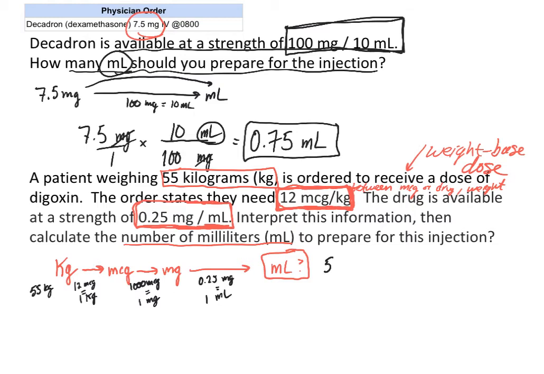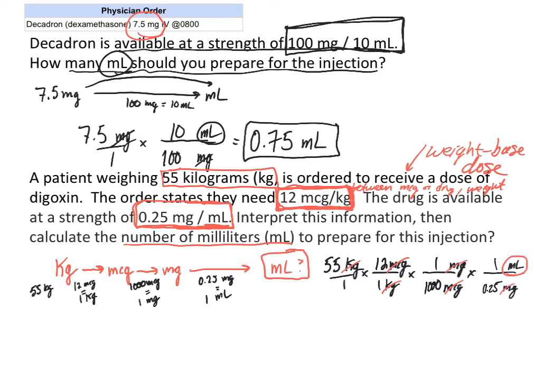Now let's go ahead and do this dimensional analysis. 55 kilograms. I know each kilogram, I need to make sure the patient gets 12 micrograms. If I were to stop right now, I would have the total number of micrograms this patient needs. But I'm not done. I need to now turn those micrograms into milligrams. And the reason I want to do that is because I can then use the available strength. So in this case, I'm going to multiply by 1/1,000. And now I want to turn those milligrams into a measure of liquid, milliliters. I know 1 ml contains 0.25 milligrams. And if I do that, I will finally arrive at milliliters.